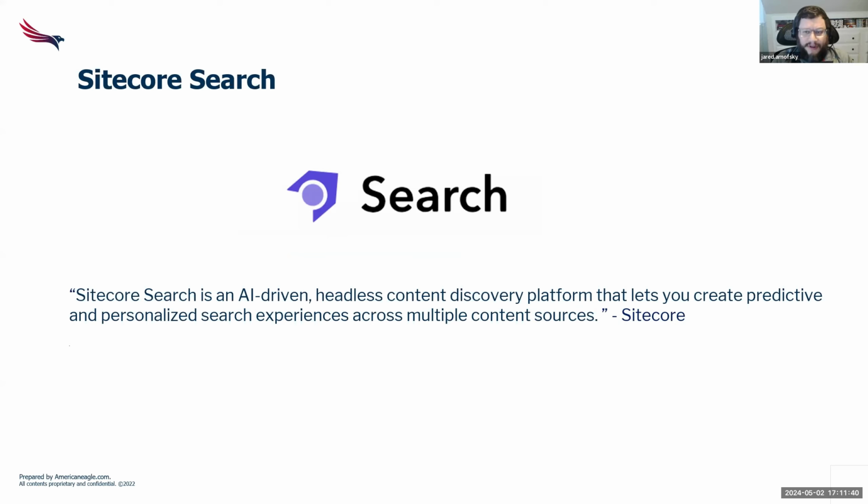So just a very quick high level on Sitecore Search for those who are new to it. I won't dive super into it. Bala and Madhu have made a pretty good 101 search presentation that I recommend you watch. It's already on YouTube, and they go through a lot of the fundamentals. But Sitecore defines Sitecore Search as an AI-driven headless content delivery platform that lets you create predictive and personalized search experiences across multiple content sources.